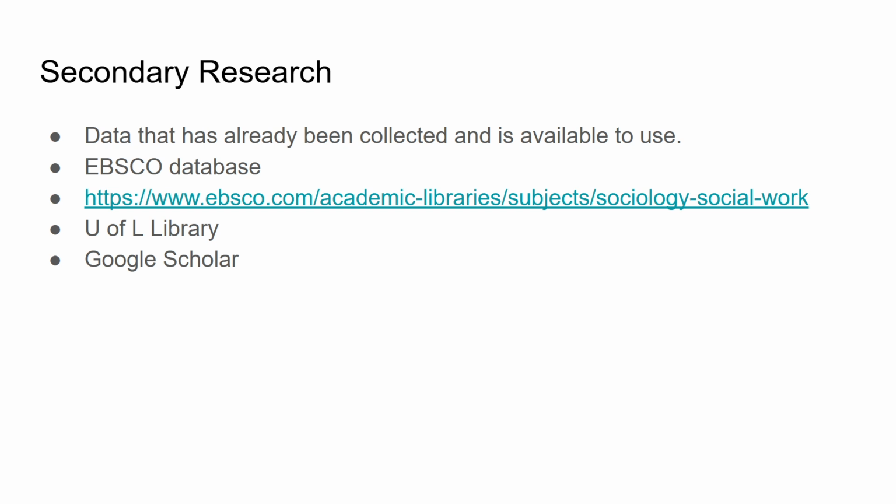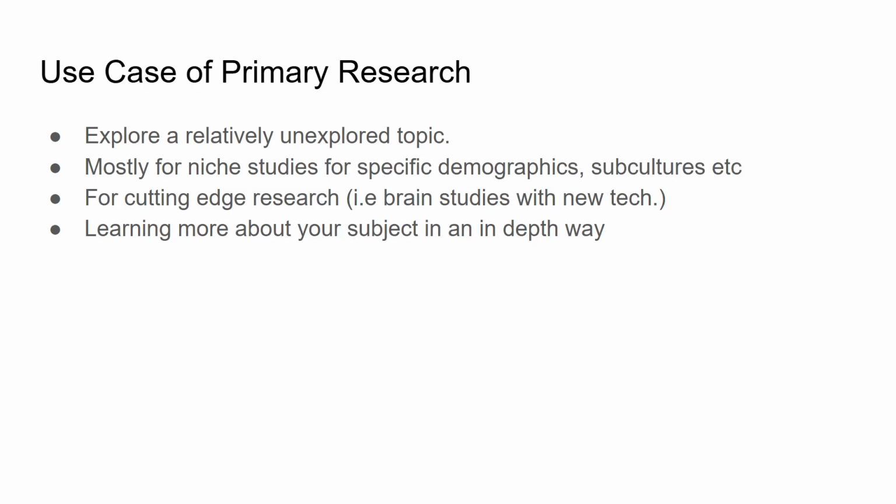The use case of primary research is that it gets to explore relatively unexplored topics. It's mostly for niche studies for specific demographics, subcultures, etc., and for cutting-edge research, for example, brain studies with new technology. So let's say that you want to look at brain scans in the medical field and see if, I think a new one is like Alzheimer's. They're starting to do some research on Alzheimer's.